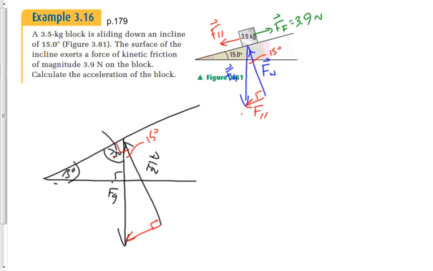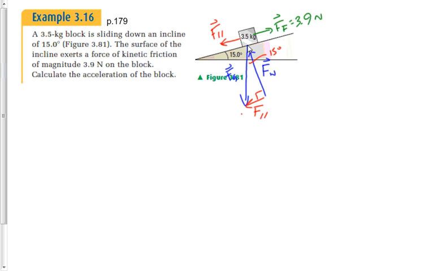The angle drawn at the top of that triangle that we just drew is always going to be the same angle as the angle at the bottom of the hill. Always, every single time. So if you're given the angle of the hill at 15 degrees, then you're also going to be given the angle inside that triangle. Now let's use that to find F parallel. The force of gravity combined with the normal force, the force that pulls it down the hill.